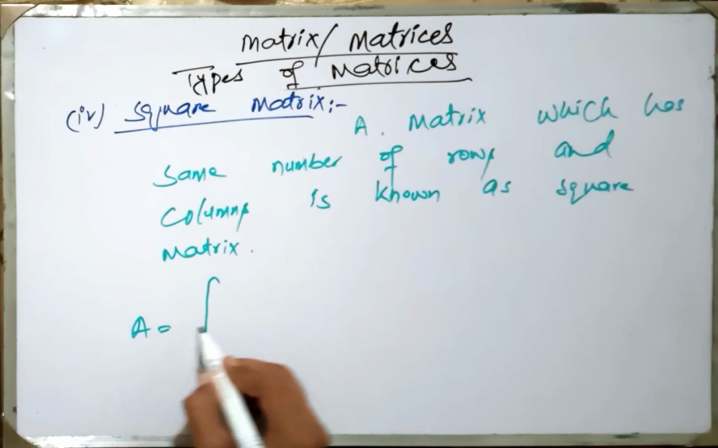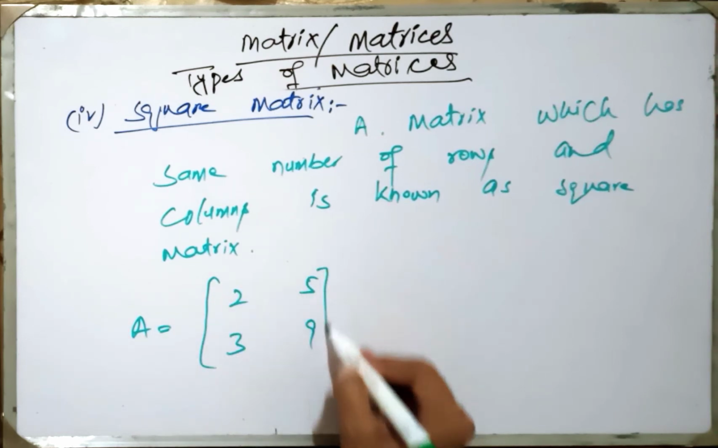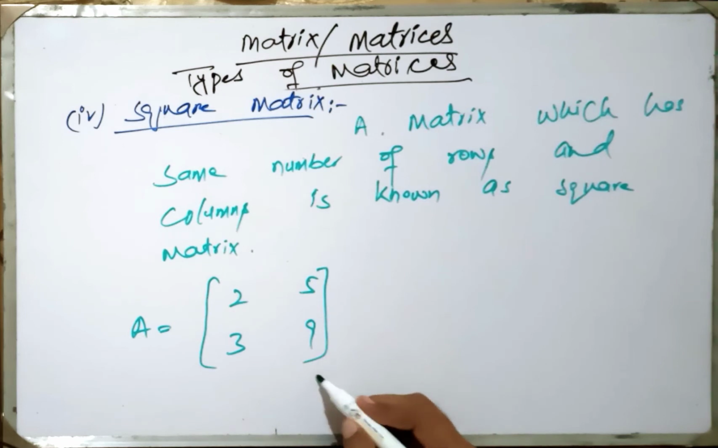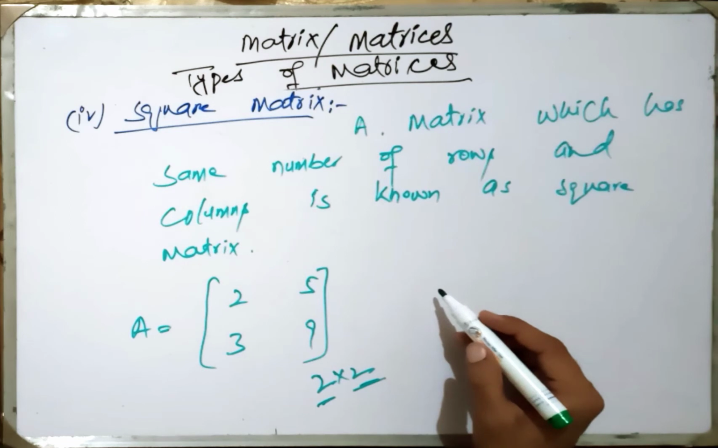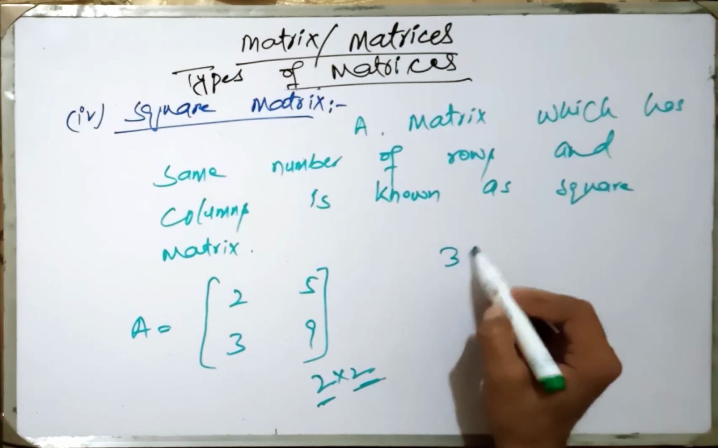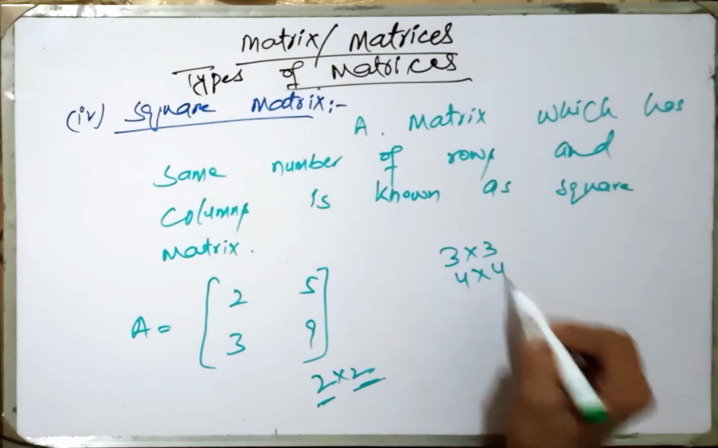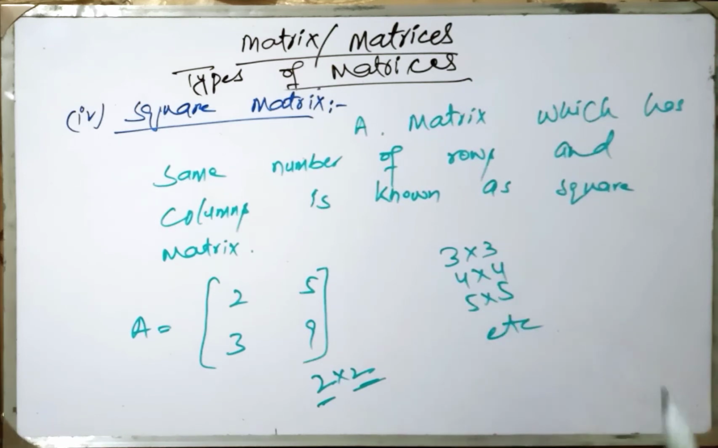Matrix A, which is 2, 5, 3, 9, is square matrix because it has two number of rows and number of columns is also 2. That means number of rows is equal to number of columns. Also these square matrices are 3 cross 3, 4 cross 4, 5 cross 5, etc.